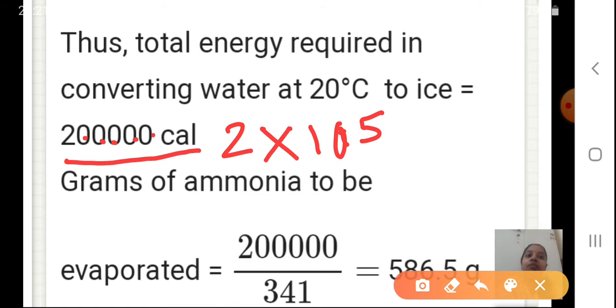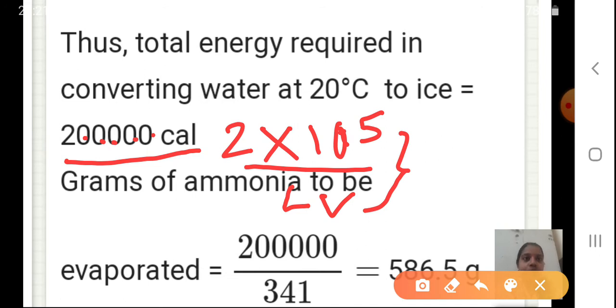Now, the grams of ammonia to be evaporated. How will we calculate that? Whatever total energy we have got, divide by the latent heat of ammonia, which we can write as LV, latent heat of vaporization. How much is that given? 341. So we have divided this, and what is the answer, students? You have got 586.5 grams.